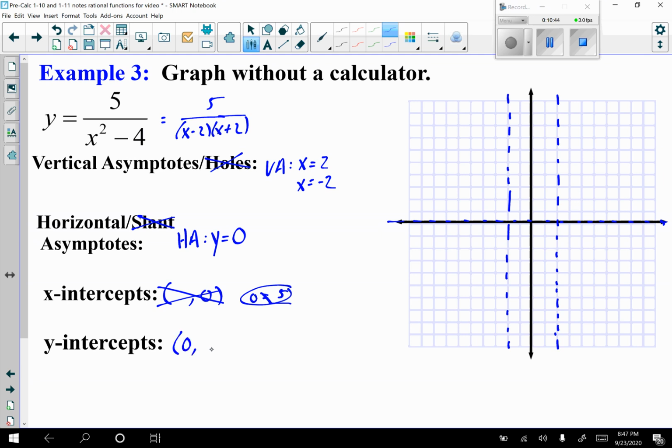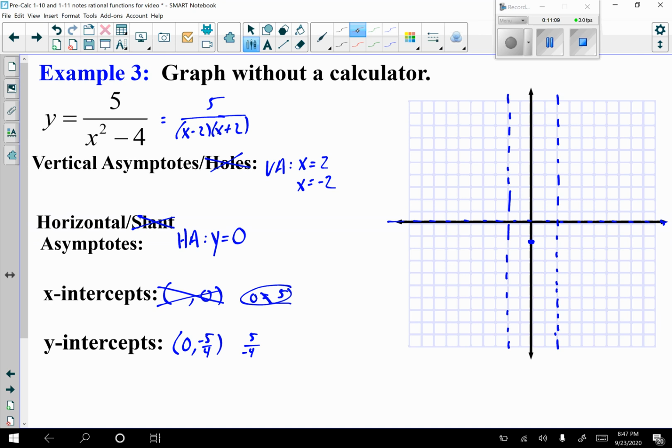Y-intercepts, let's plug in 0, and you get 5 over 0 squared minus 4. So that's negative 5/4 for the y-intercept. Let's see, negative 5/4, we'll just estimate on this one, right about there. That's the only point we have. So let's use that to try to graph now all the information.